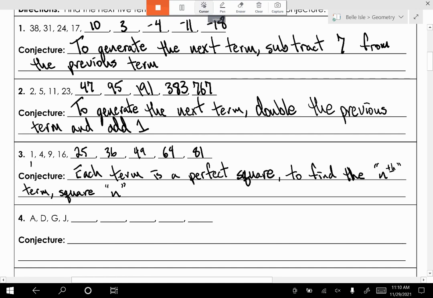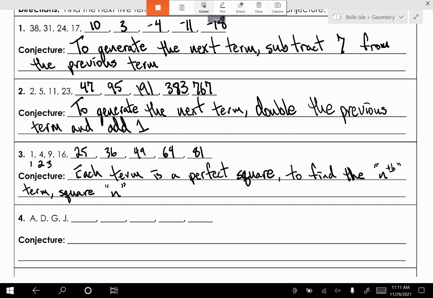Okay, so what do I mean? This is the first term. If you square 1, what do you get? 1. This is the second term in the sequence. If we square 2, what do we get? This is the third number in the sequence. If you square 3, what do you get? 9. And it goes all the way down.